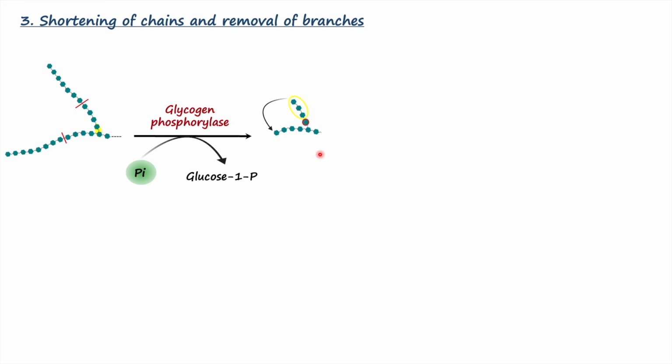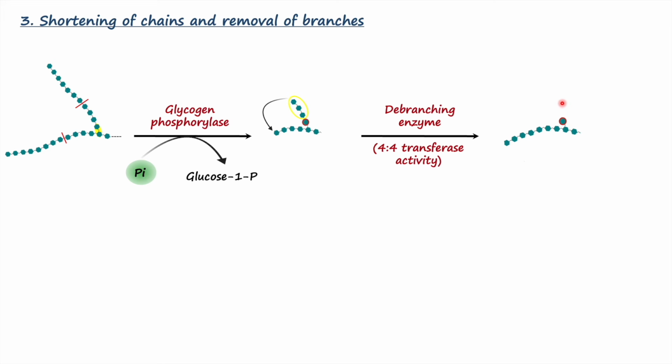So this is the branch, and the reaction is catalyzed by debranching enzyme, which basically shifts the 3 outermost glucose residues to the nearby non-reducing end of the glycogen chain. This reaction is catalyzed by transferase activity, and in the resulting molecule, you can see that the 3 outermost glucose residues are then transferred to the non-reducing end by forming the alpha 1-4 glycosidic bond.